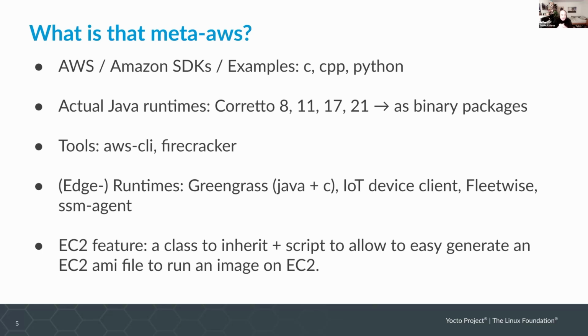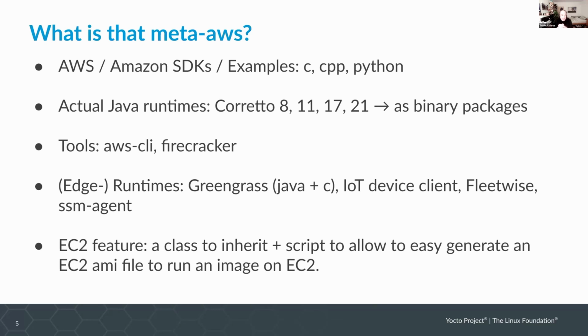So we have tools like the AWS CLI to do stuff in the cloud. We have Firecracker, which runs micro VMs. For Lambda, we use them. And we have edge runtimes for IoT. It's Greengrass in Java and soon coming the C version. And it's IoT device client, Fleetwise, SSM agent.